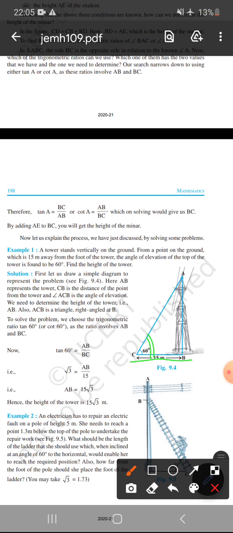So what trigonometric ratios can you use to find the height of this tower? You can use any of the ratios, sine, cos and tan, but to remove the calculations or to not make the question lengthy, we'll choose tan, because tan of 60 is the ratio of perpendicular to the base. So here our perpendicular distance is the height of the tower and base is the distance of the person standing.